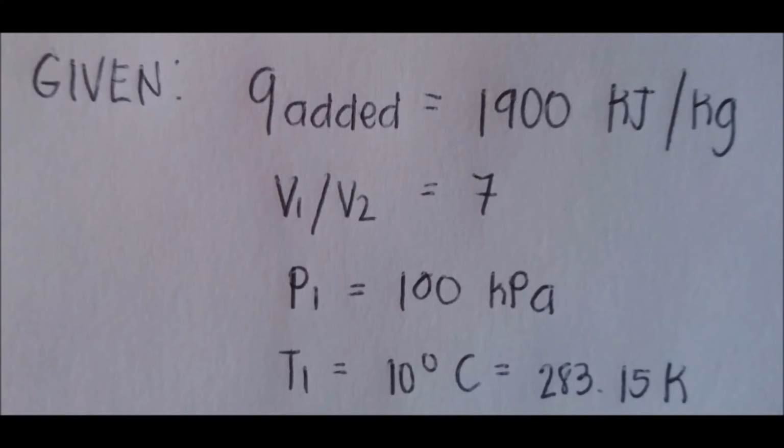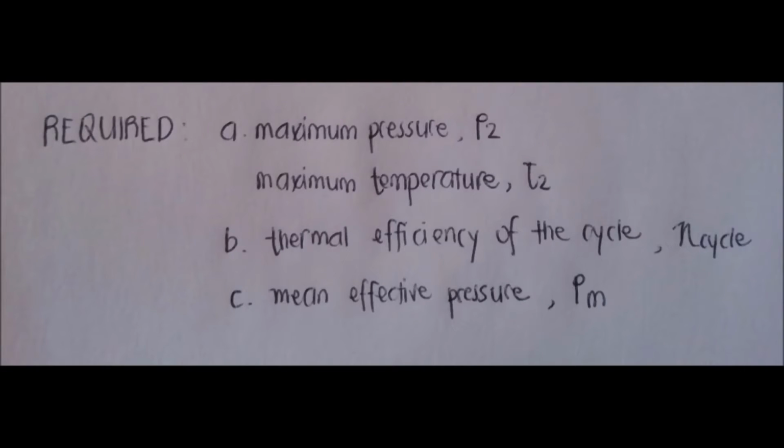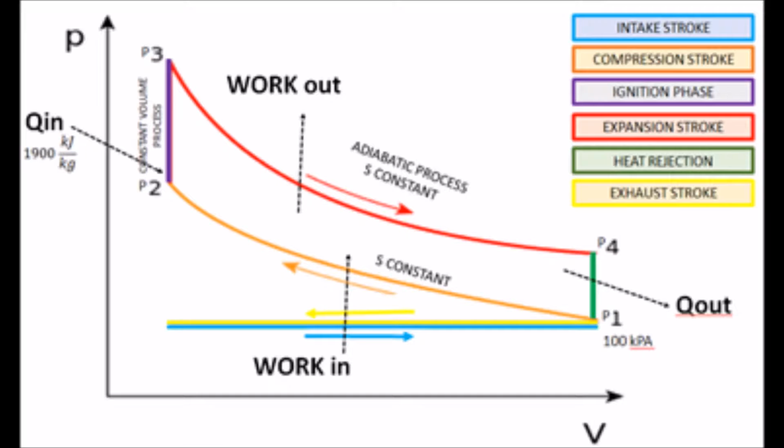We are given the following data. Heat added is equivalent to 1,900 kJ per kilogram. The compression ratio V1 to V2 is equal to 7. The initial pressure is equivalent to 100 kilopascals, and the initial temperature is 10 degrees Celsius or 283.15 Kelvin. And we are asked to determine the maximum pressure, the maximum temperature of the cycle, the thermal efficiency of the cycle, and its mean effective pressure. And for the schematic diagram of the problem, we have the following.